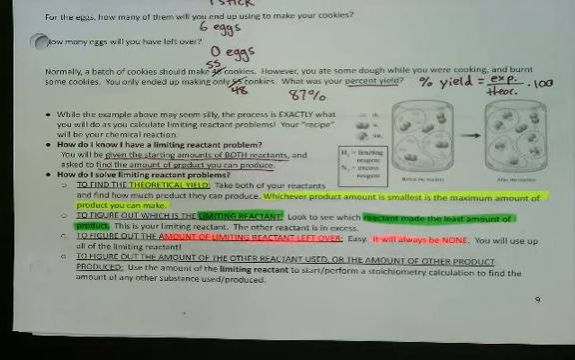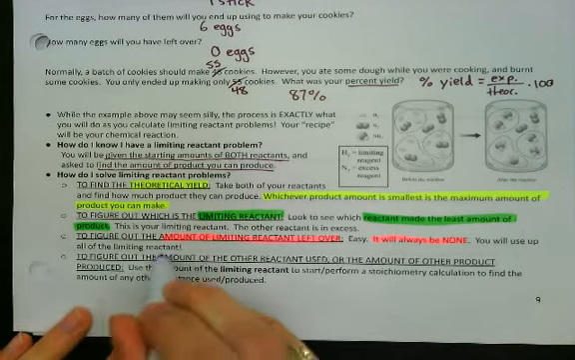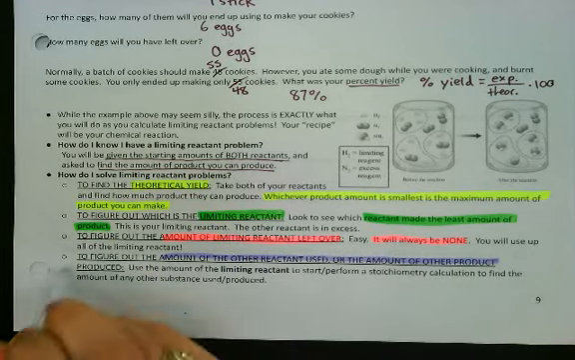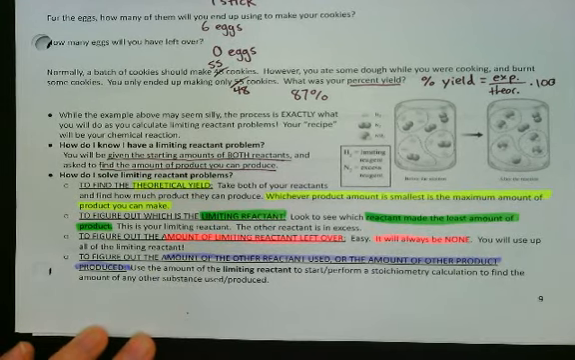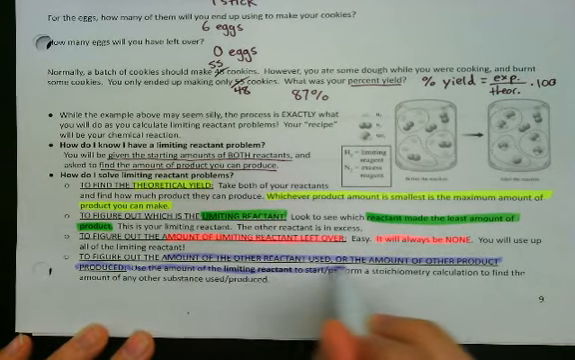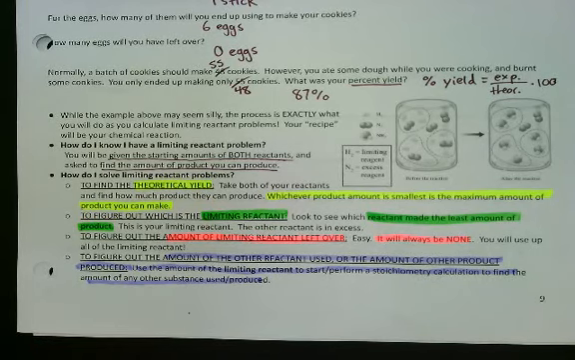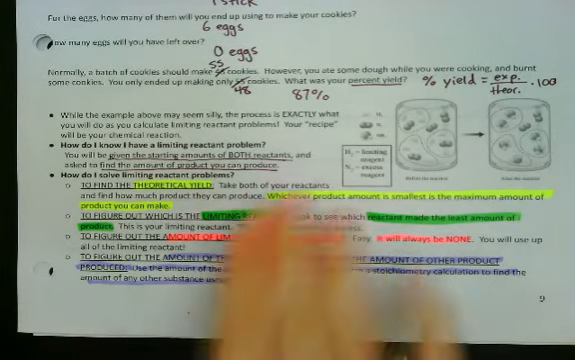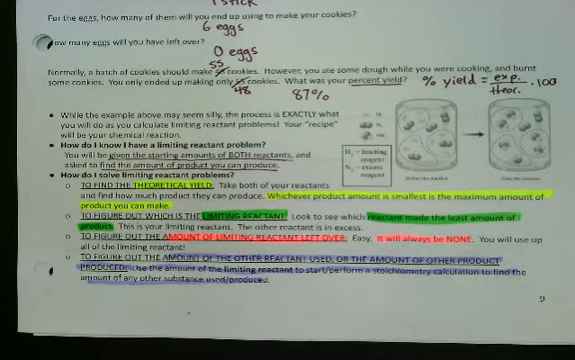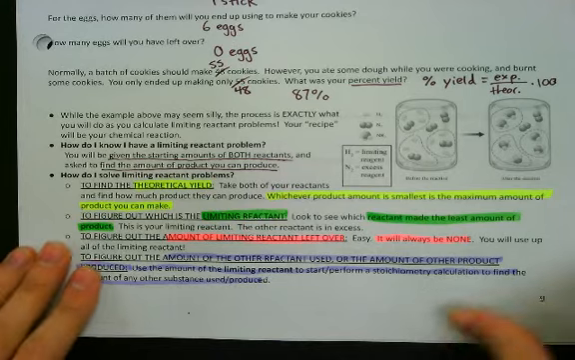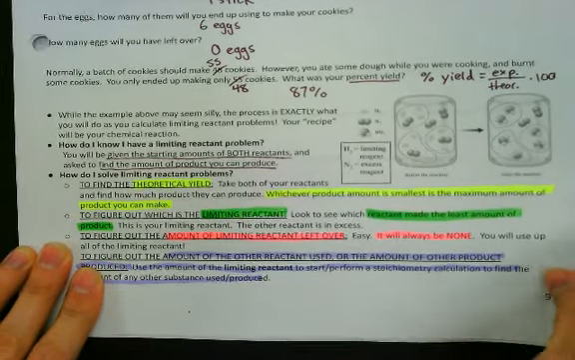And then finally, to figure out the amount of the other reactant used, or the amount of the other product produced, you can use the amount of the limiting reactant to perform a stoichiometry calculation to find the amount of the other substance you used or produced. Okay? So with this background information for you to refer back to, we're going to actually go through a problem and work one together so you can see how we do this with stoichiometry without a simple baking recipe.